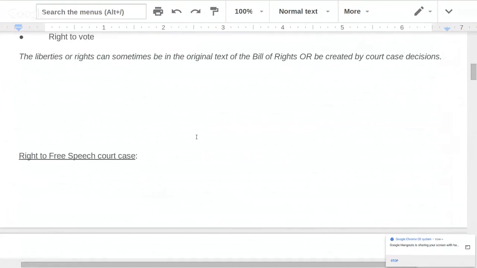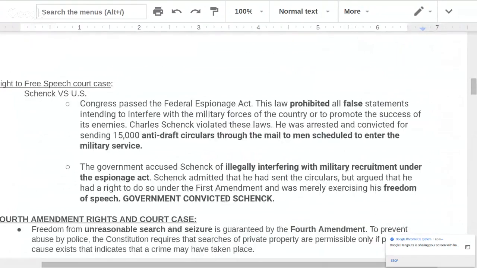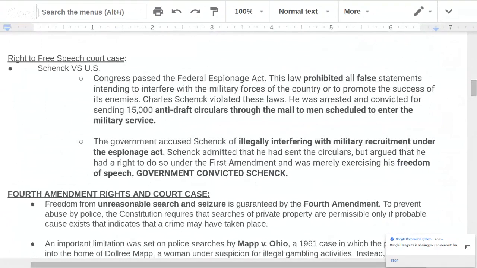One free speech court case was Schenck versus United States. This was very important. This was the case when Schenck violated the Federal Espionage Act. This law prohibited all false statements intending to interfere with the military forces of the country or to promote the success of its enemies. Charles Schenck violated these laws and was arrested and convicted for sending 15,000 anti-draft circulars, which are pamphlets, through the mail to men scheduled to enter the military service.